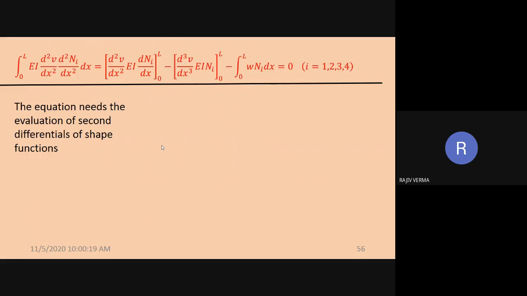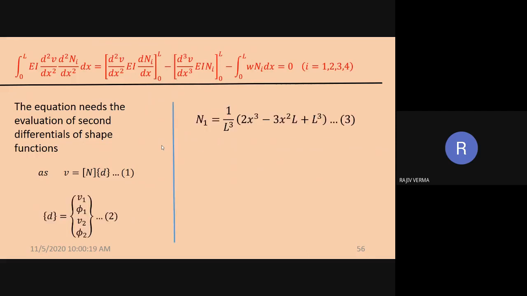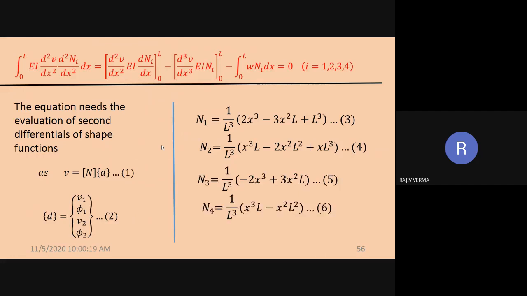Now, if we are supposed to expand, we basically require the second differential of the displacement field indicated by equation number 1. And since N1, N2, N3, and N4 are already known, we simply are going to take the second differential of these 4 equations, which are then going to be substituted in equation number 0.